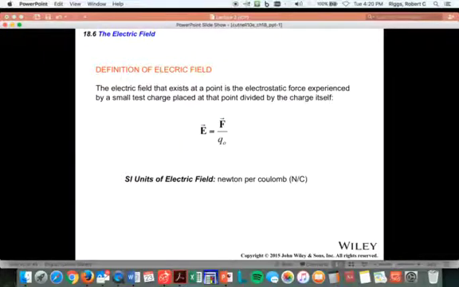Okay. The electric field that exists at a point is the electrostatic force experienced by a small test charge placed at that point divided by the charge itself. A field is something where an object feels a force. That's what a field is, a gravitational field, an electric field.